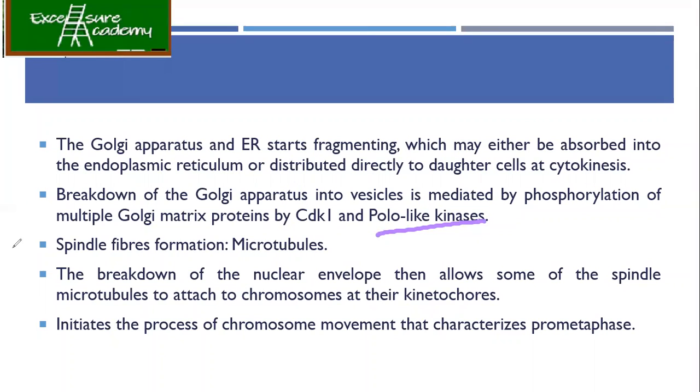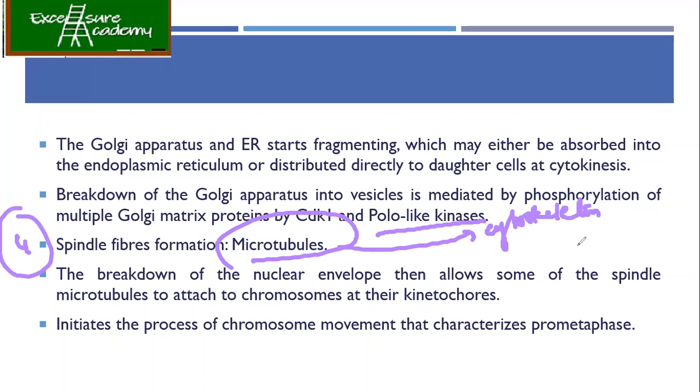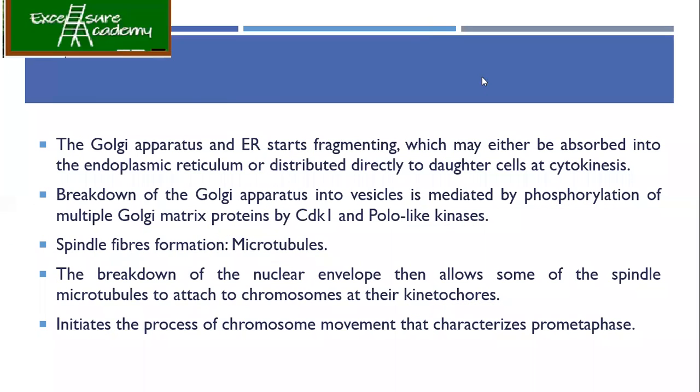Okay. Finally, the fourth activity of CDK1 and cyclin B is the spindle fiber formation, which is nothing but the microtubules. Remember, microtubules are nothing but your cytoskeleton proteins. Again, microtubules are made up of alpha and beta tubulin. Please remember. Now, the breakdown of the nuclear envelope allows some of the spindle microtubules to attach to the chromosomes at their kinetochores. This initiates the process of chromosome movement that characterizes prometaphase.